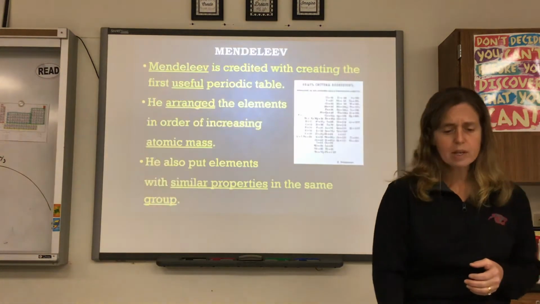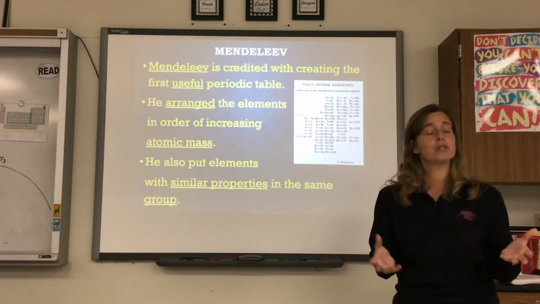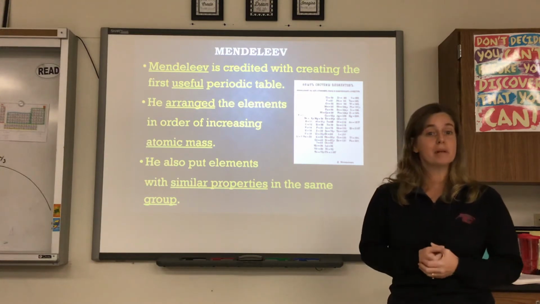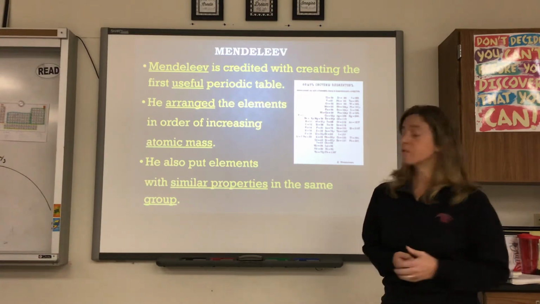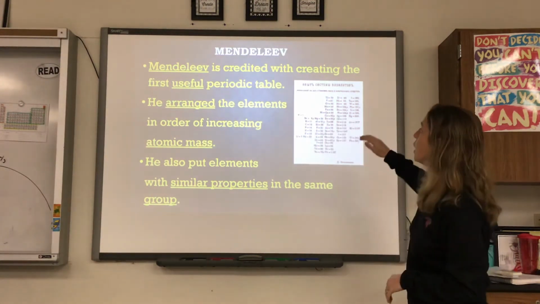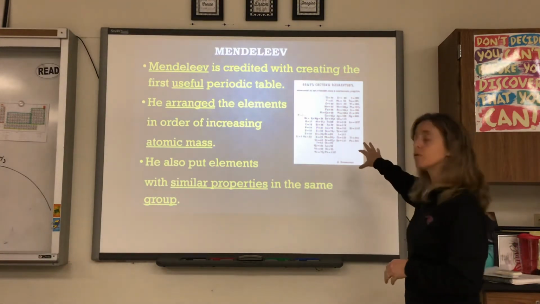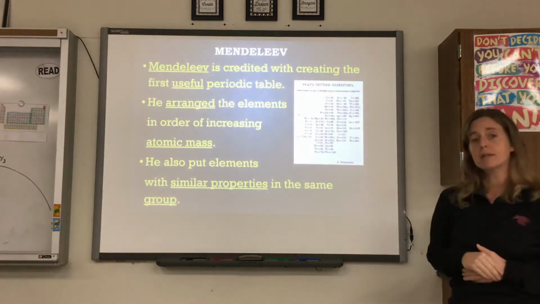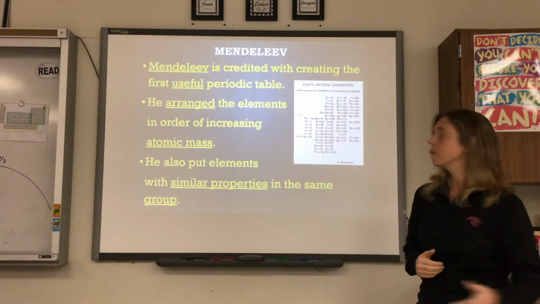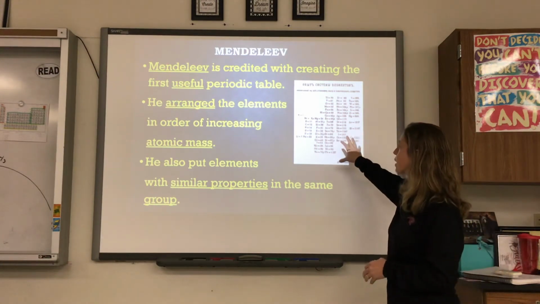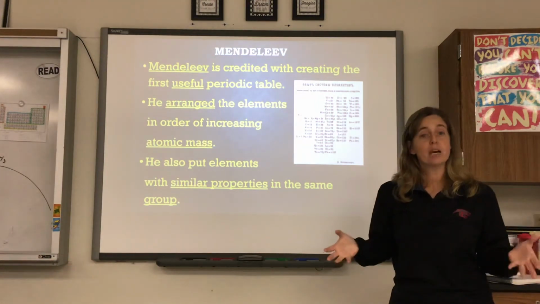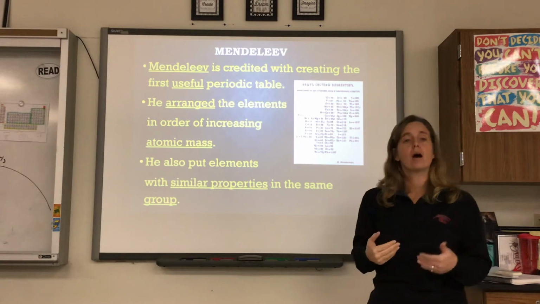Now, you should know, because you've been going up through the years in science, learning about Dmitri Mendeleev, who was a Russian chemist, right? He is credited with creating the first useful periodic table. He arranged the elements in order of increasing atomic mass, and he also put elements with similar properties in the same group. So this picture right here is actually the original table of the periodic table, okay? This is how Mendeleev began arranging these elements.